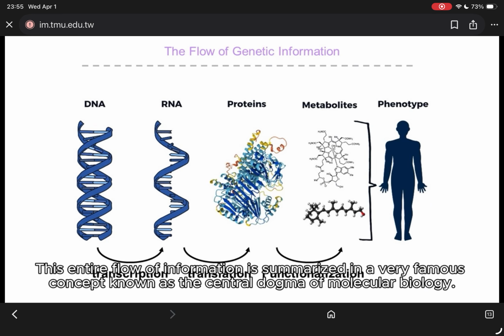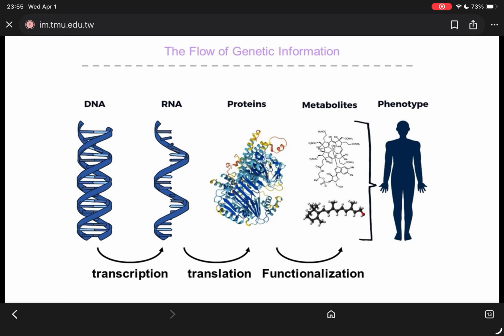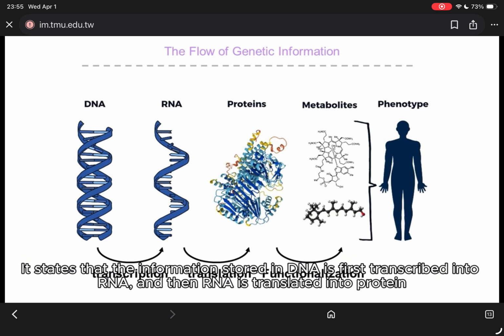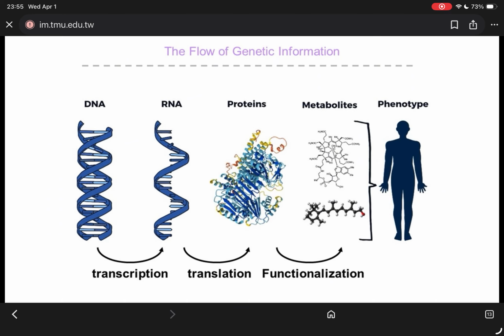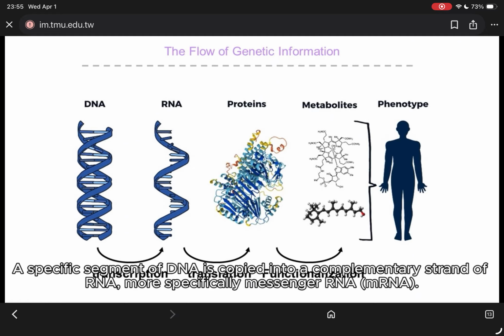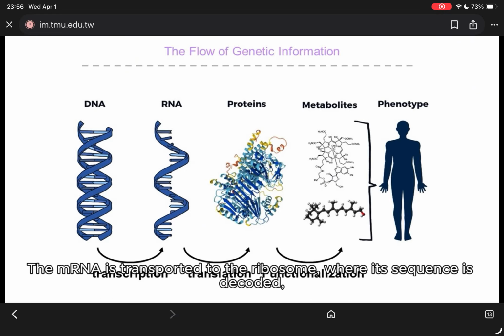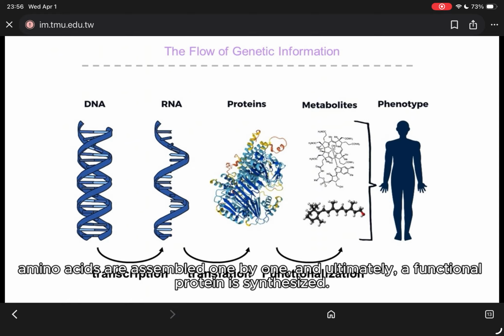This entire flow of information is summarized in a very famous concept known as the central dogma of molecular biology. It states that the information stored in DNA is first transcribed into RNA, and then RNA is translated into protein. In short, DNA, RNA, protein. This process occurs in two main stages. One, transcription. A specific segment of DNA is copied into a complementary strand of RNA, more specifically messenger RNA, mRNA. Two, translation. The mRNA is transported to the ribosome, where its sequence is decoded, amino acids are assembled one by one, and ultimately a functional protein is synthesized.